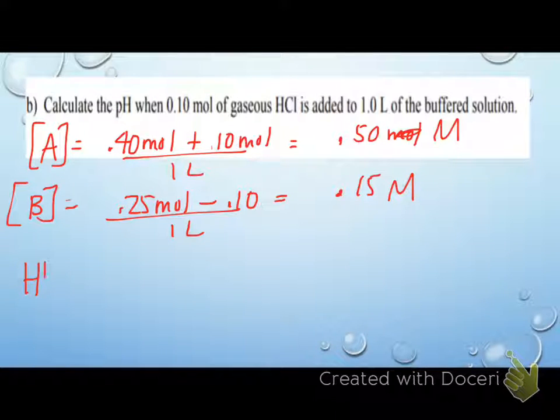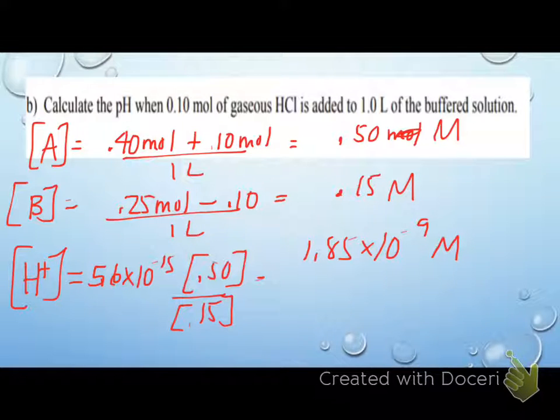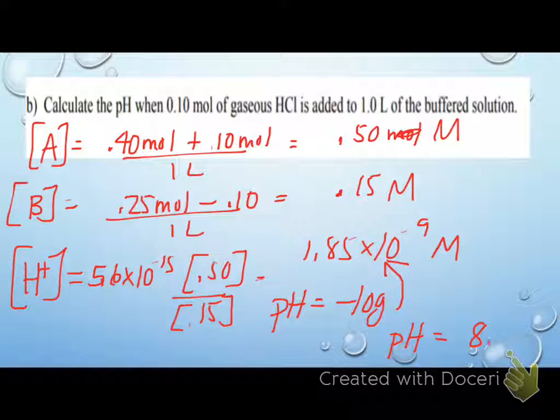So now to get my hydrogen concentration. You can do this part too with a rice table if you want. But I think this formula is better. But you do remember what I said. This particular formula you will have to memorize because it doesn't give it to you on your AP sheets. So we have our Ka from before, 5.6 times 10 to the negative 10, times concentration of 0.5 over concentration of 0.15, and I get 1.85 times 10 to the negative 9. So to get pH, I take the negative log of that. I need still two sig figs, pH is equal to 8.73.